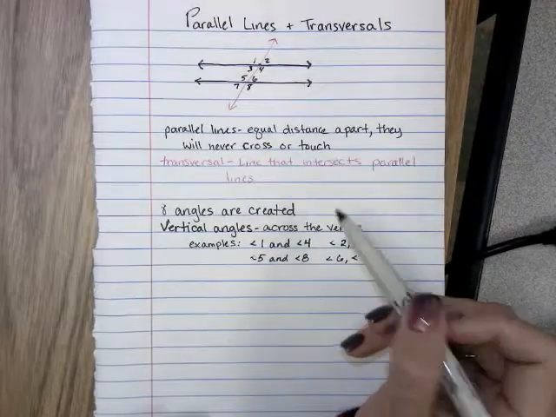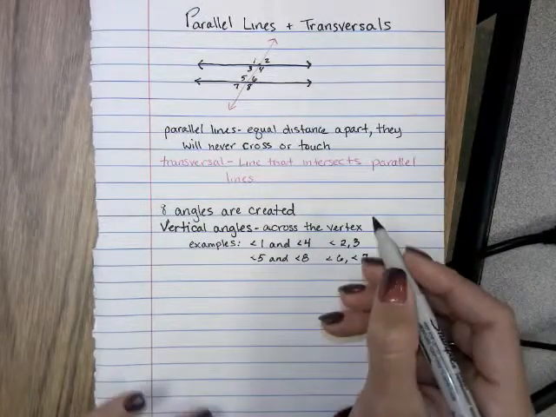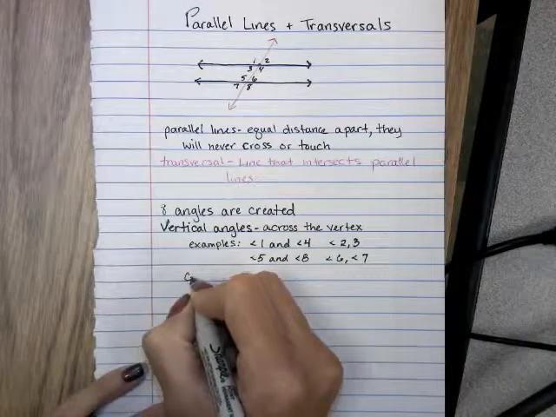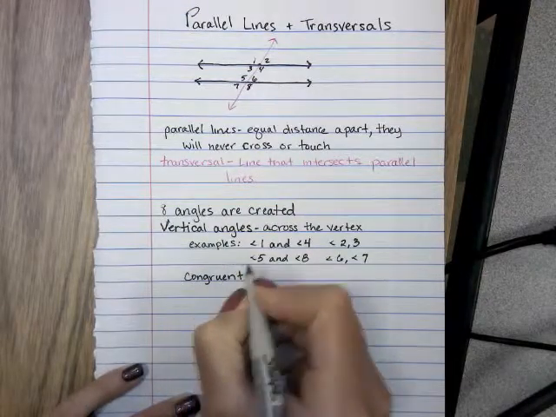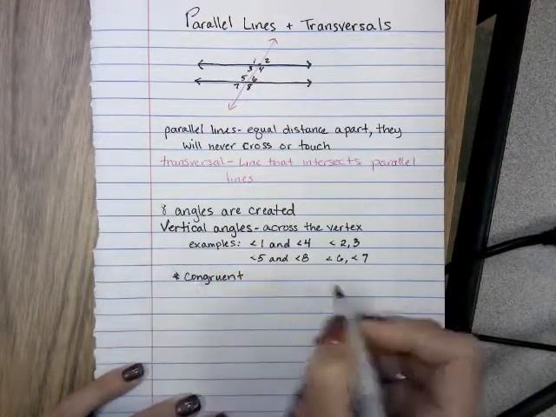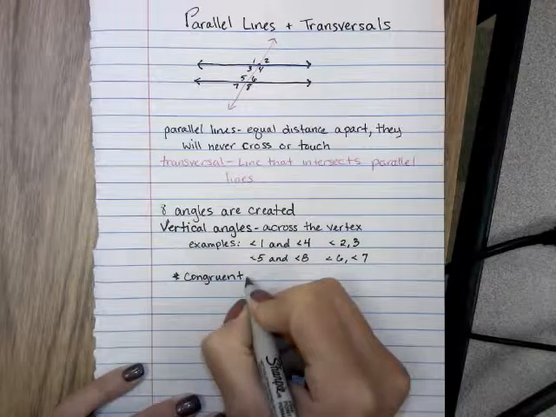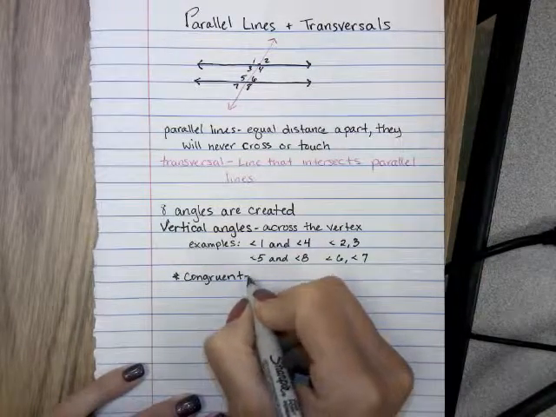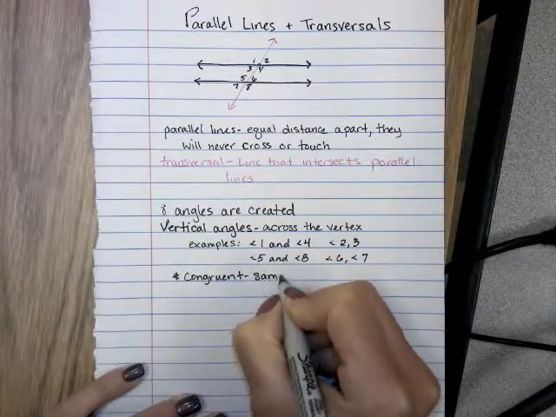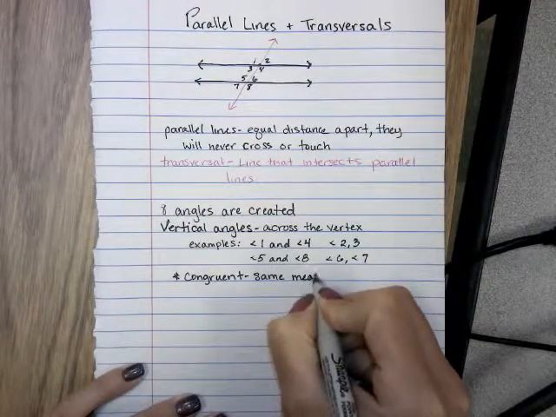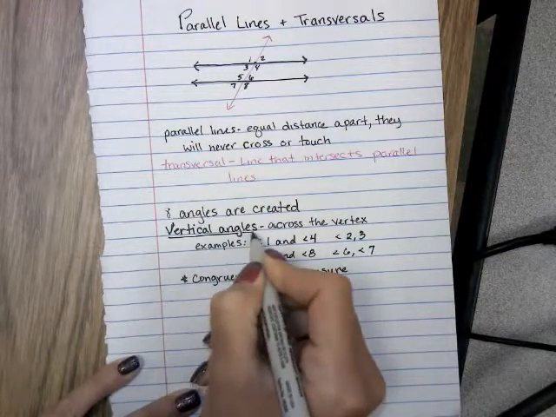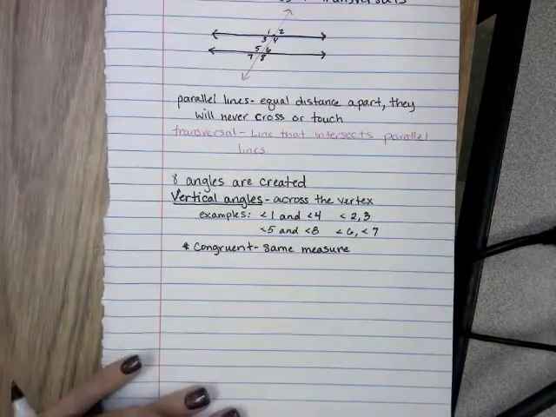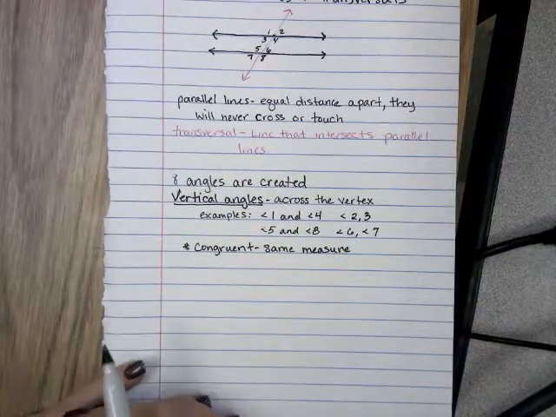If two angles are vertical, they are congruent. Vertical angles are congruent. Remember, congruent means they have the same measure. So vertical angles are congruent. They have the same measure.